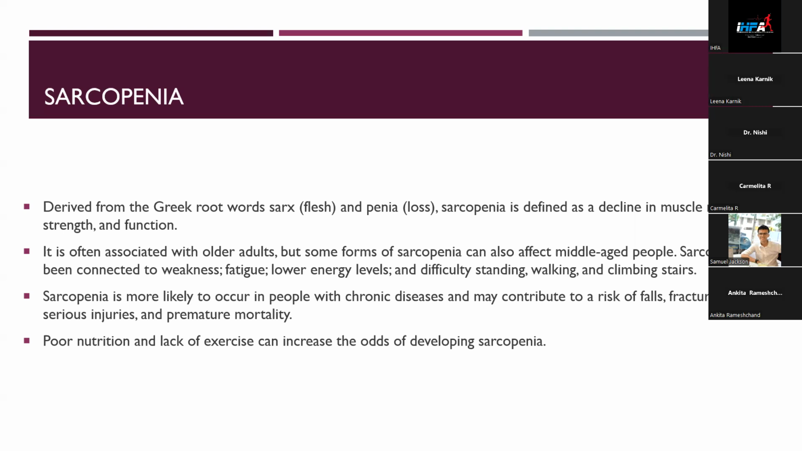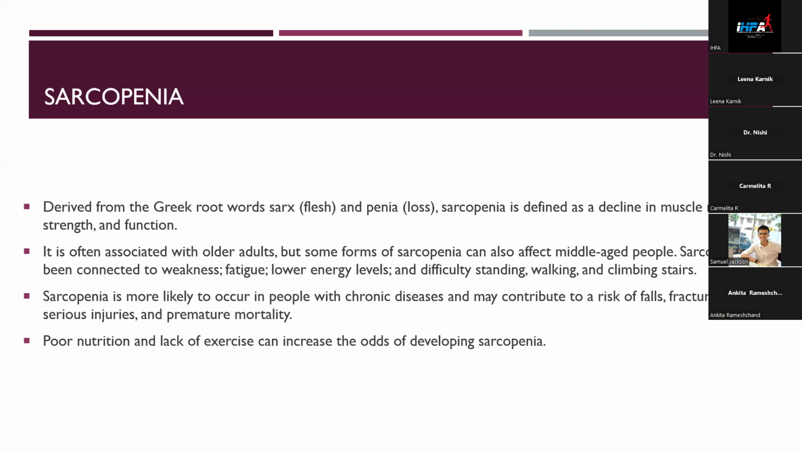Okay. Next is sarcopenia. So as everyone has told me before, sarcopenia is basically decline in the muscle mass. It is derived from a Greek word. Sarc means flesh, penia means loss, where it is telling that decline in the muscle mass, basically the muscle strength and the function.